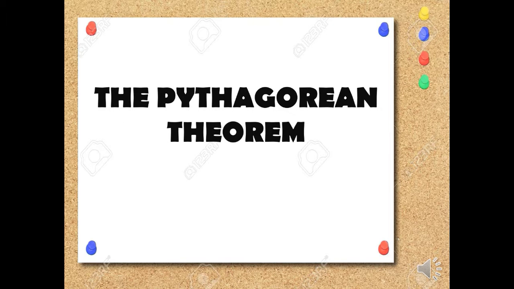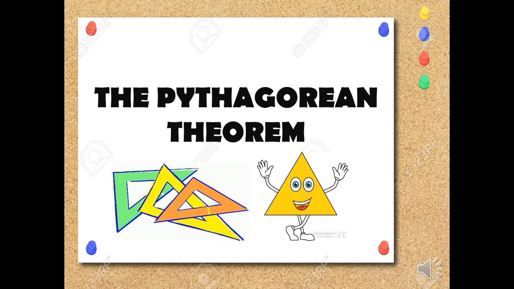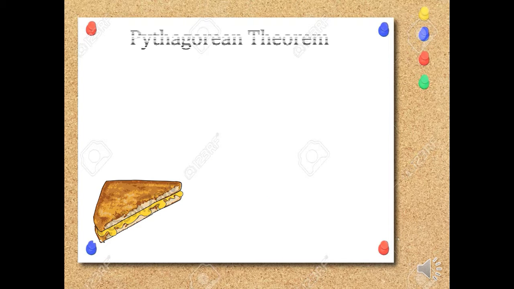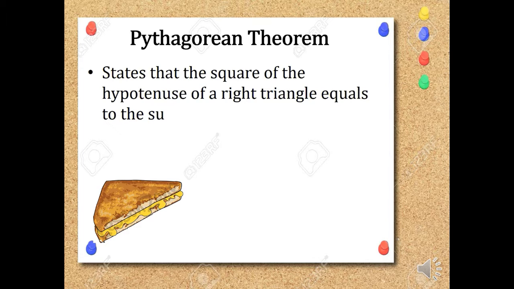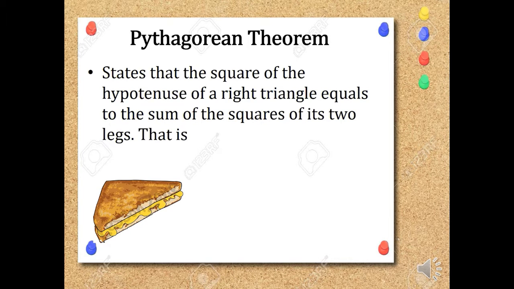So today, we will talk about Pythagorean theorem. Pythagorean theorem is named after the ancient Greek mathematician Pythagoras. This theorem states that the square of the hypotenuse of a right triangle equals the sum of the squares of its two legs. That is, c squared equals a squared plus b squared.